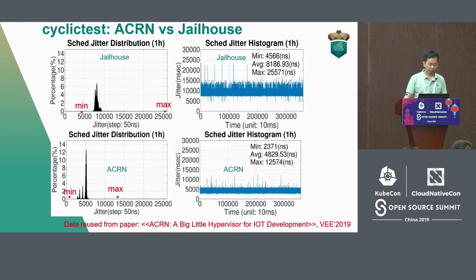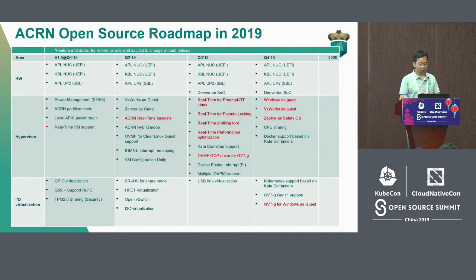On the left, you compare the upper and lower graph, and you can see how it is distributed. The closer to the left, the better the jitter. And on the right, it is the overall jitter histogram. For the Jailhouse, you can see it is the upper part. And the lower one is the ACRN data. And in our 2019 results, we have some Intel policies to maintain them. And this is also derived from the ACRN one. And we also have our paper published for your reference.